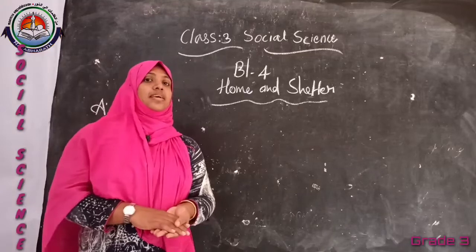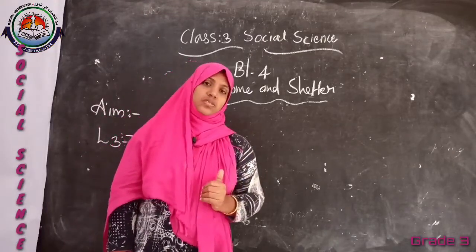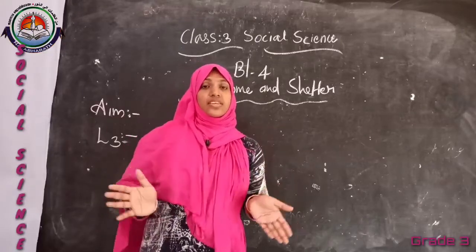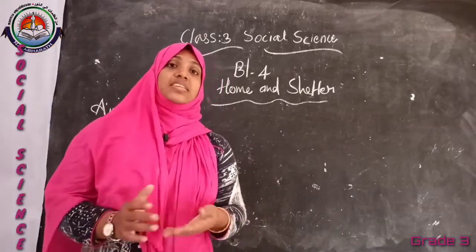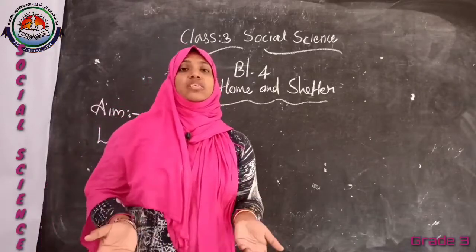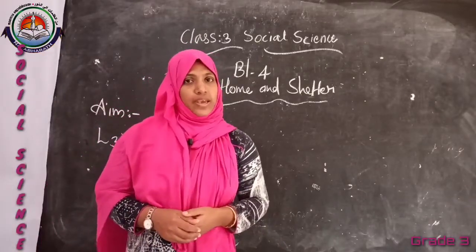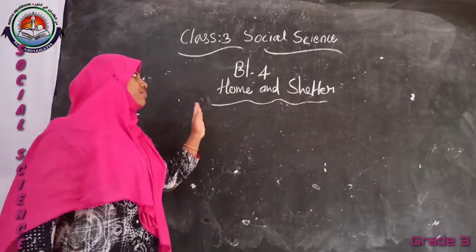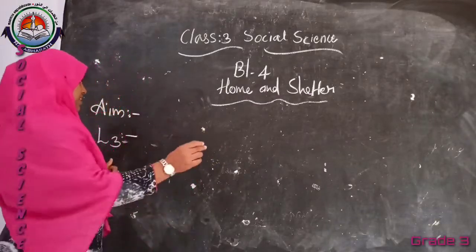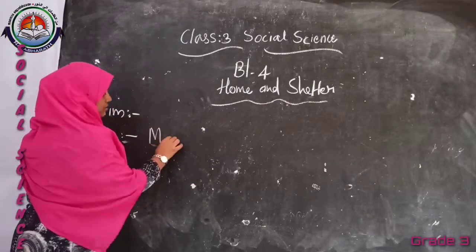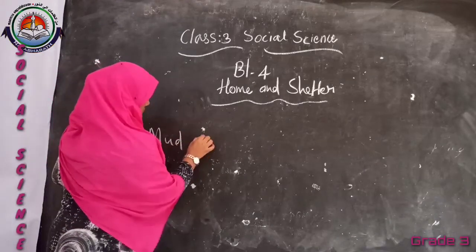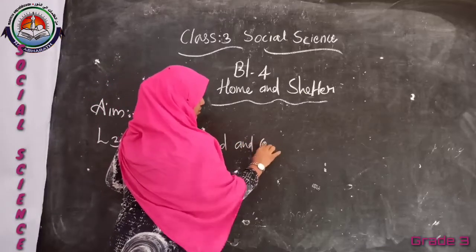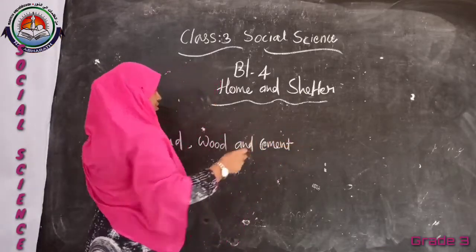So, we need shelter. Then second lesson, different type of houses. We have discussed that there are different type of houses based on its size, shape and what it is made of. Okay, you got it? Today we are going to discuss a new lesson from this chapter. That means mud, wood and cement house.